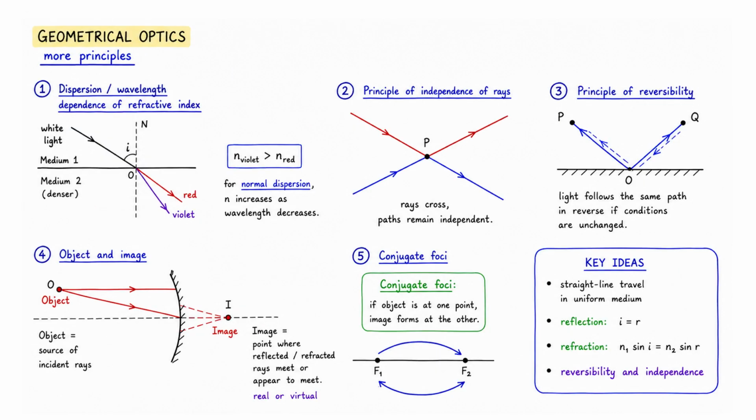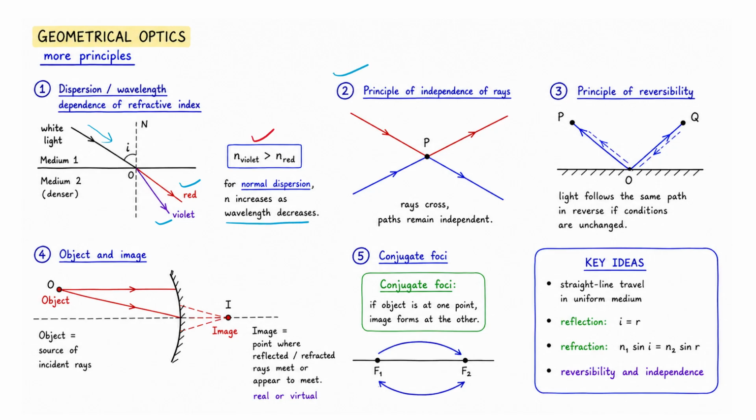Now let's move on to some other properties. First is dispersion, or wavelength dependence of refractive index. Here it says n of violet is greater than n of red. What it means is, let's say you have white light coming in. Now you will see that if it is red light, it will be bent less. If it is violet light, it will be bent more. So, for normal dispersion, n increases as wavelength decreases. This you have to remember while solving the problems.